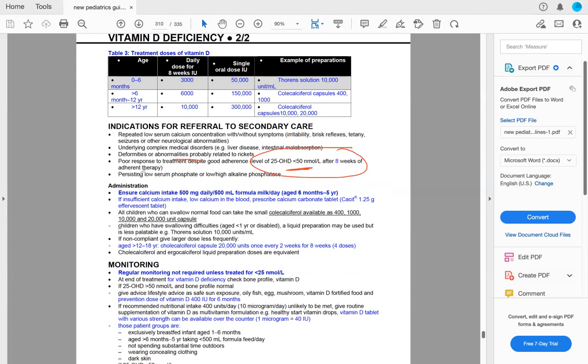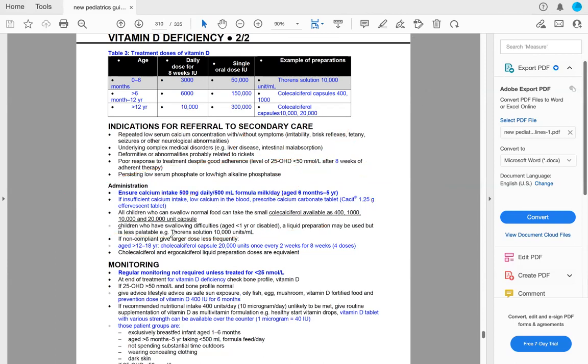Persistent low phosphate indicates hypophosphatemic rickets. If there is a sign or symptom of hypocalcemia like seizure, developmental delay, irritability, tetany, neurological problem, then you have to refer. So these are the complicated rickets. Now you have to give calcium and formula milk every day. Ensure calcium intake daily, at least 500 milligram, and formula milk.